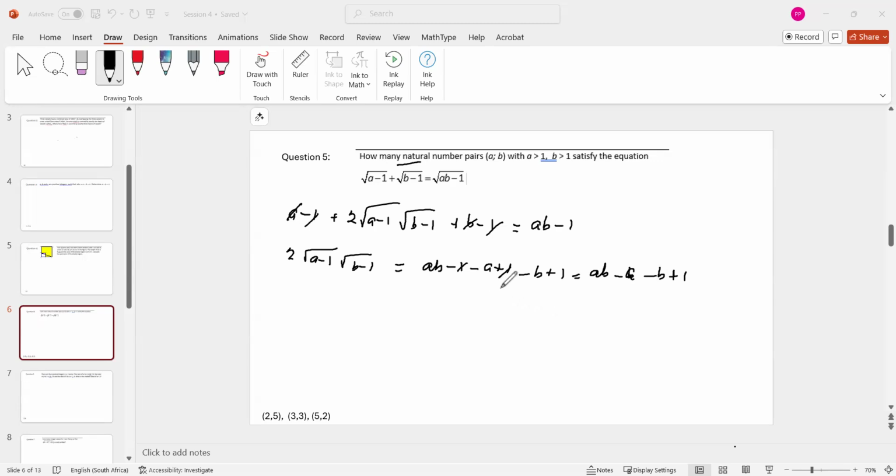Now this thing looks as if it factorizes. So you have A into B minus 1. And here, minus B, I can get a B minus 1 by putting a minus 1 in front. I can take out the negative 1 and I'll have B minus 1. Now that's very nice because I have a common factor here. So B minus 1 comes out as a common factor, and the remaining factor is A minus 1.